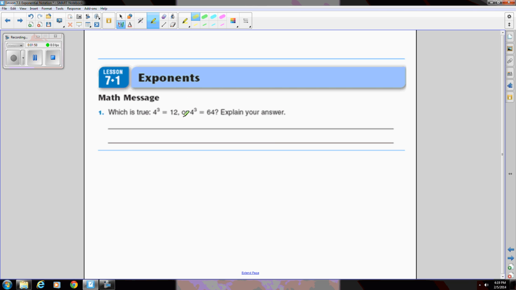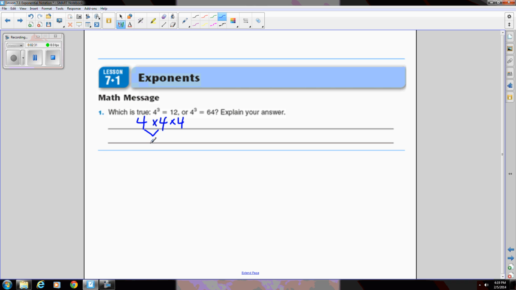Which one of these is true? Is 4 to the third equal to 12? Or is 4 to the third equal to 64? All right, well, let's write that the long way, writing all the factors out. So 4 times 4 times 4. And the reason I knew how to do that is because it's right here. My base number is 4, the factor I'll be multiplying. And the exponent told me that I needed 3 of them, 4 3 times. So 4 times 4 times 4.